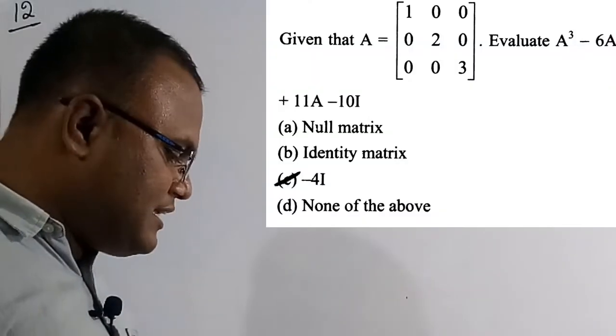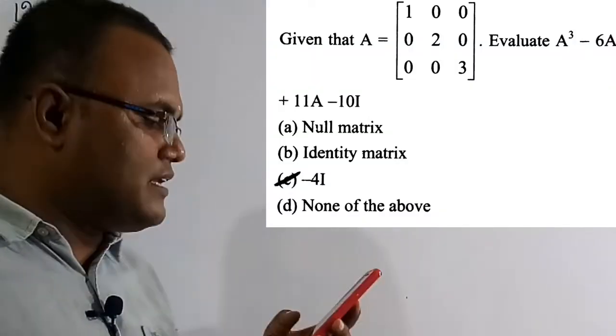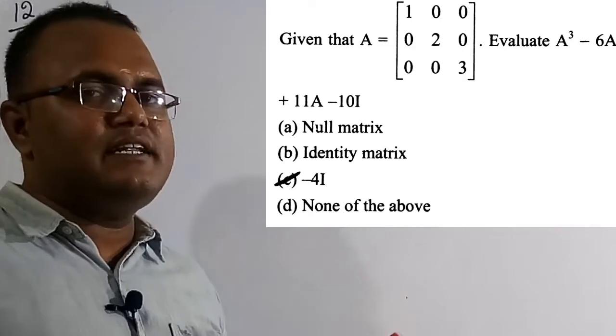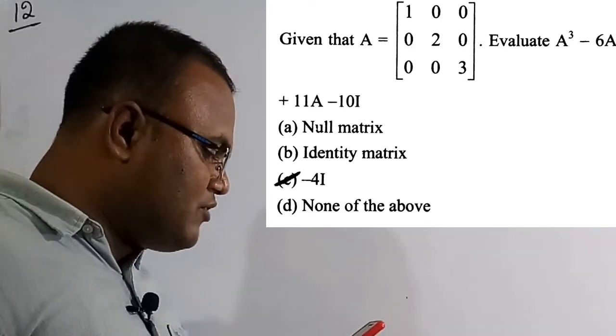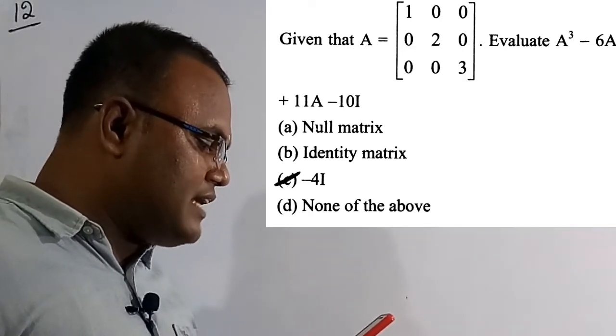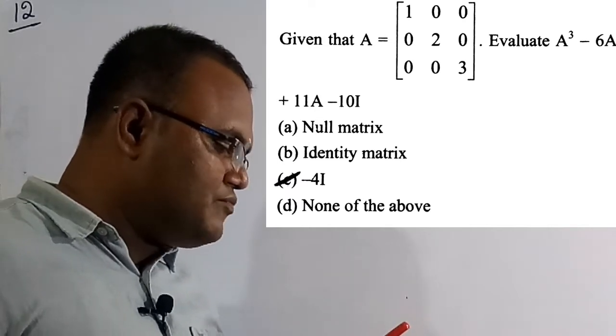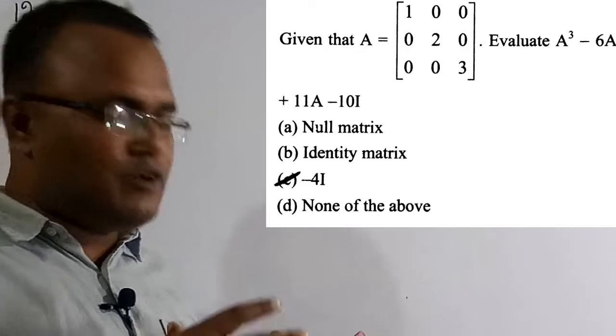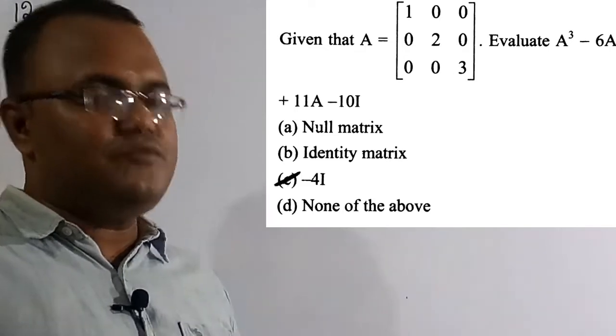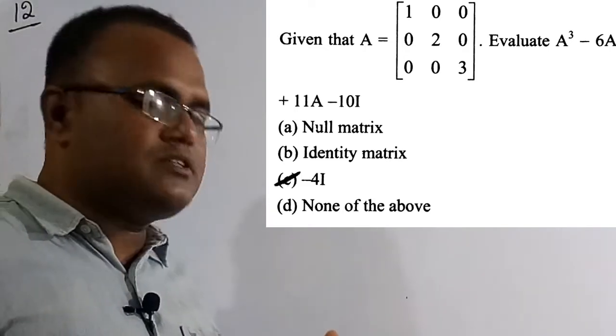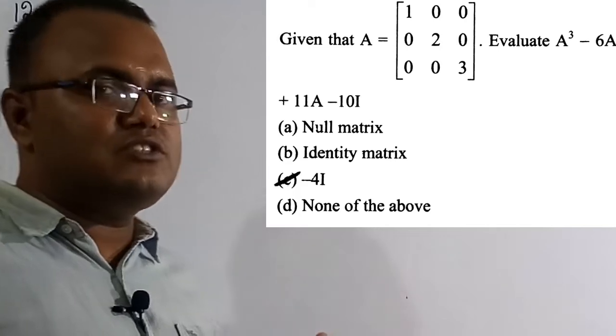See the question here. Given a matrix A. You can see the matrix A is basically a diagonal matrix. Now here we need to evaluate what is A cube minus 6A square plus 11A minus 10I. We need to figure out the resultant matrix of this. Out of these four options, option C, which is minus 4I, is the correct solution of this question.